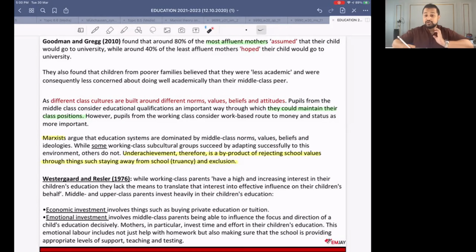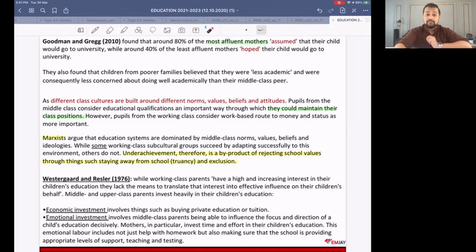Clear? So, rejecting school values by staying away from school, by not listening to whatever the teachers say, by not obeying authority, by not adopting the right attitude that would get them through or progress while getting educated. Get it? Taking it a step ahead, if we have a look at what Westergaard and Ressler have to say over here, according to Westergaard and Ressler, working class parents do have a high and increasing interest in their children's education, but they lack the means to translate that interest into effective influence on their children's behalf.